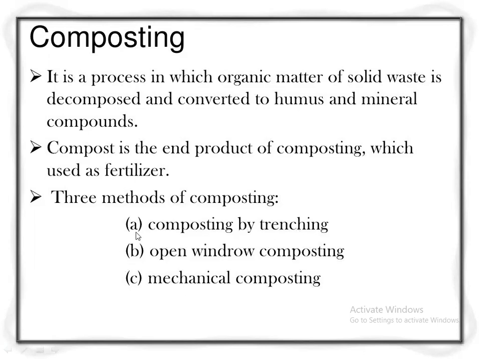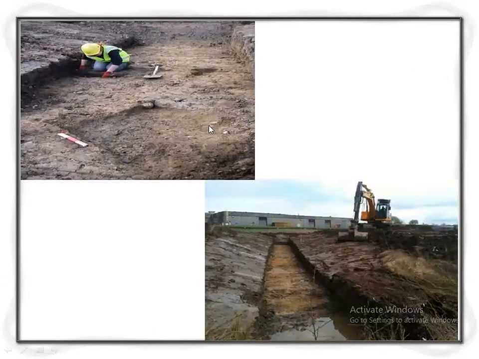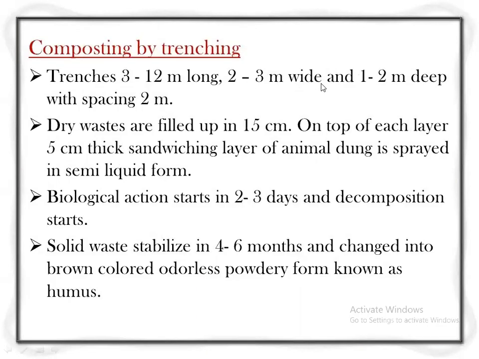There are three methods: composting by trenching, open windrow composting, and mechanical composting. In composting by trenching, trenches are excavated 3 to 12 meters long, 2 to 3 meters wide, and 1 to 2 meters deep. The spacing between these trenches is kept at 2 meters.